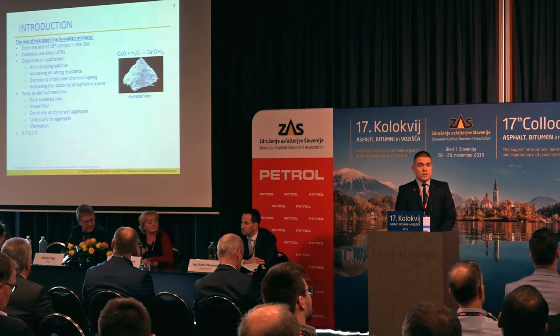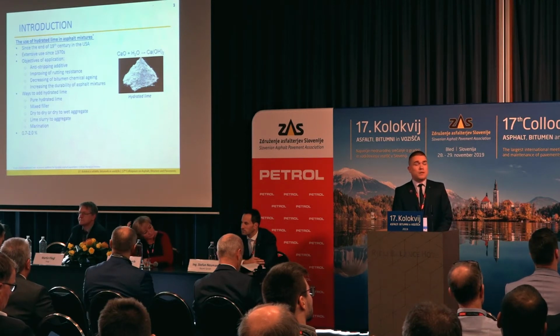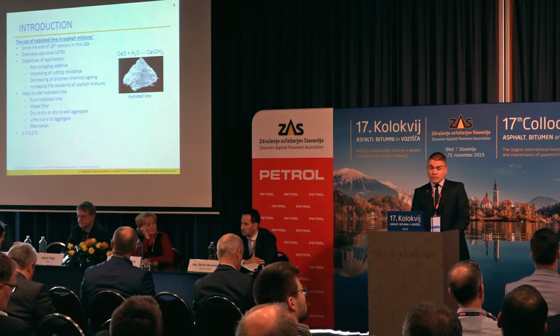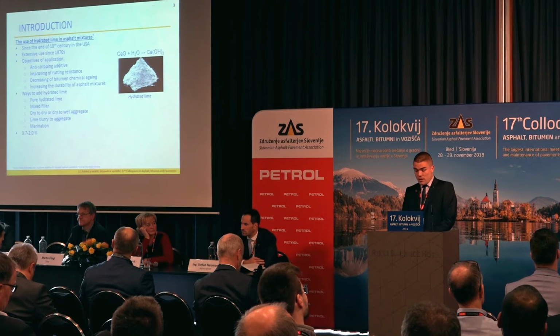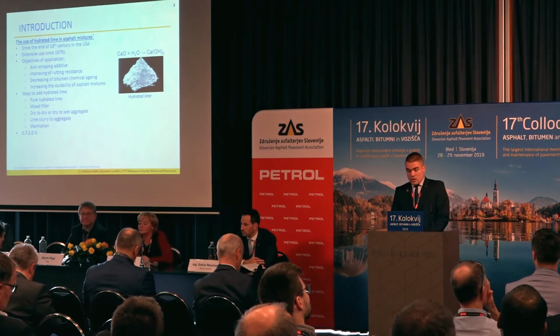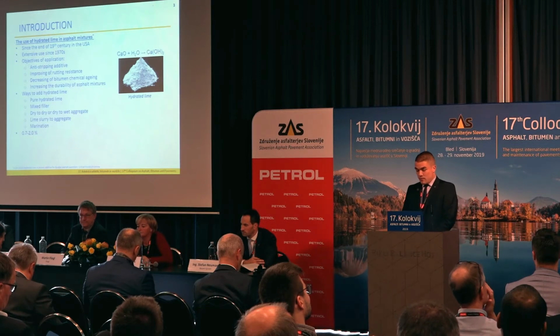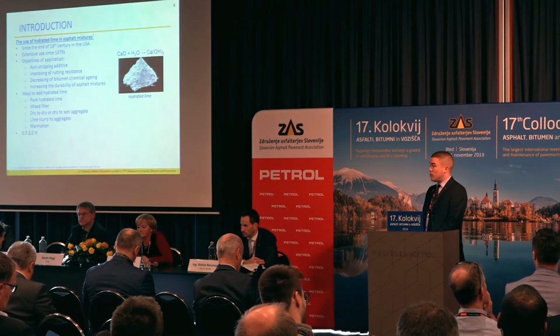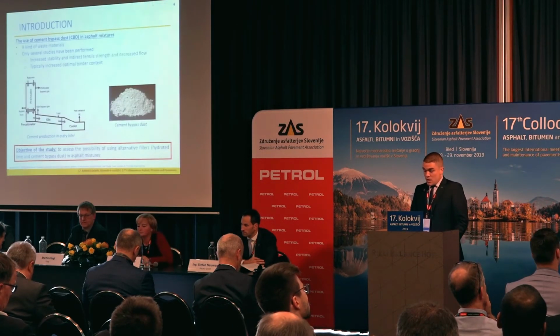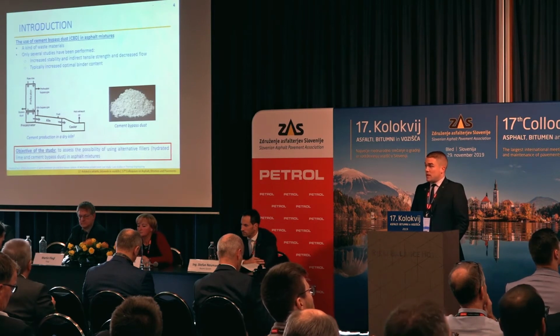There are several ways to add hydrated lime in asphalt mixtures. One of them is to put it as pure hydrated lime, then to mix it with filler, to put it as dry to dry or dry to wet aggregate, or by marination process. The amount of hydrated lime is typically between 0.7 and 2% in asphalt mixture. What about the cement bypass dust?